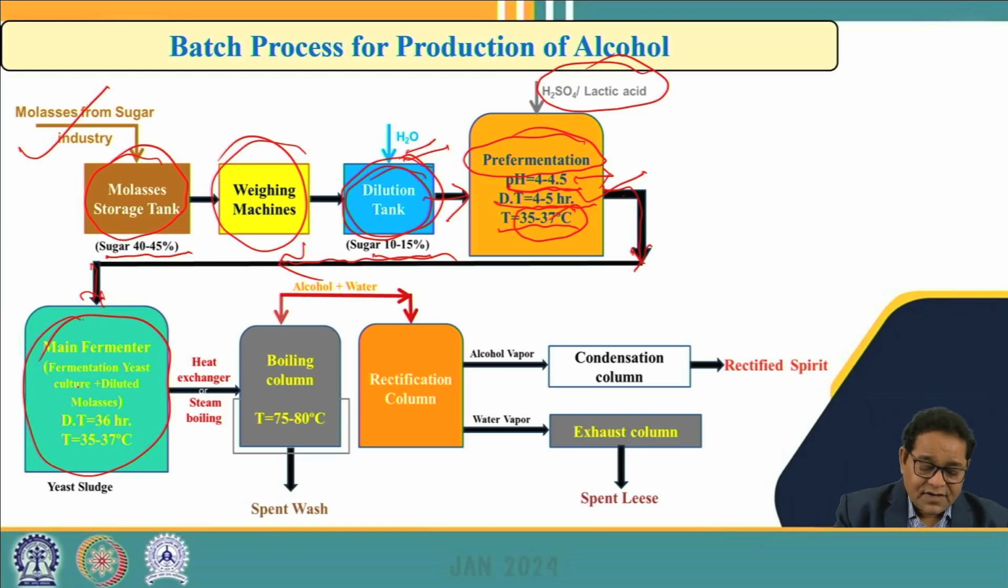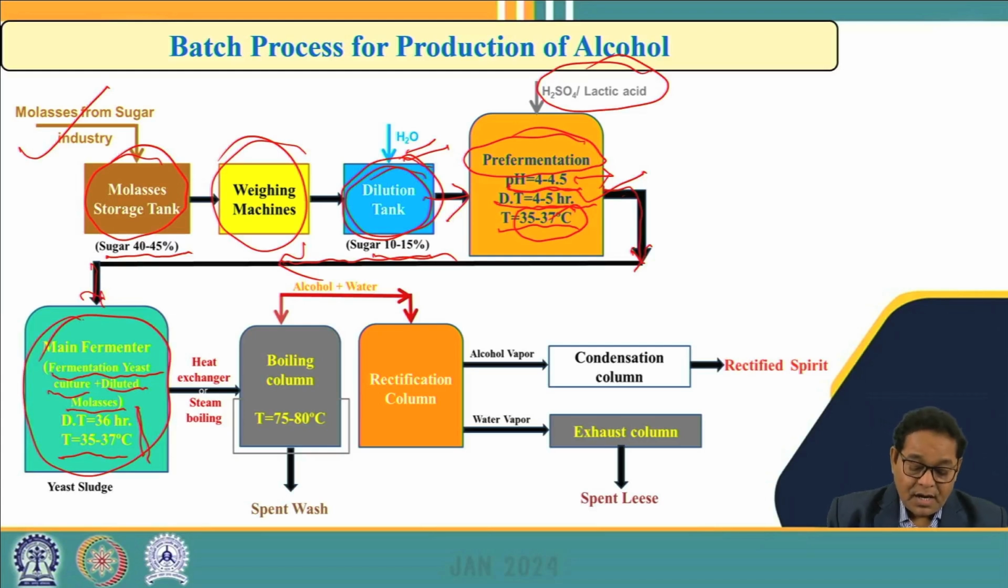This is done by a particular yeast culture. In this there will be the yeast culture plus the diluted molasses. This diluted pre-fermenter liquor will be kept in the main fermenter for around 36 hours. This is required for complete conversion of glucose into alcohol, and this process is carried out at 35 degrees centigrade.